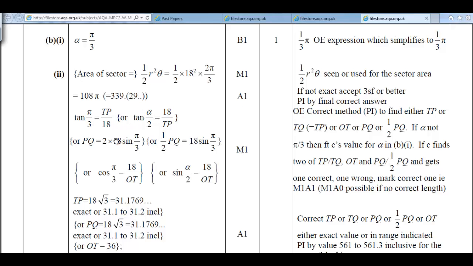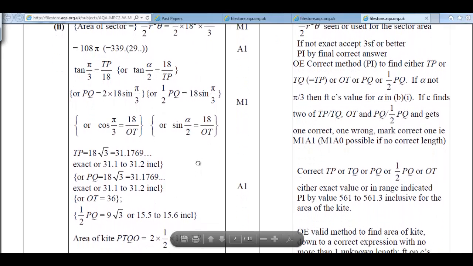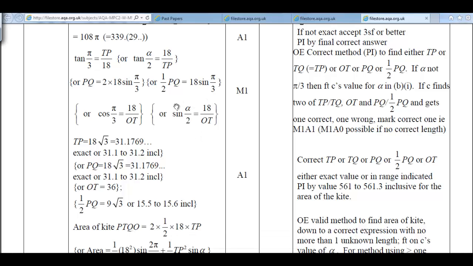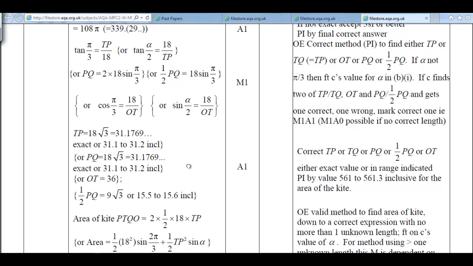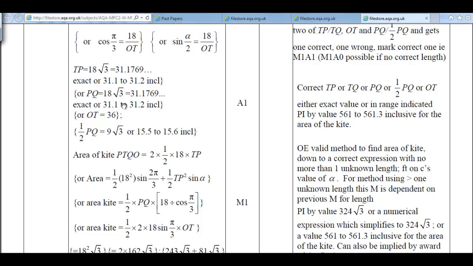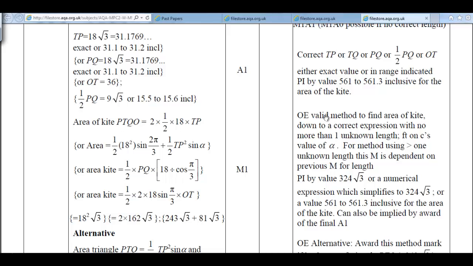Okay, we've then got loads of different ways of working out the area of the kite. We were doing something like this way. We certainly came out with our 31 degrees. So there's our 108 pi. We were doing a version of this. There's our 31 degrees coming out. Some people may have left it as 18 root 3. Okay, we've got lots of 'or equivalent valid method' and so on. We can see down here, look, there's our 561 that we were using.